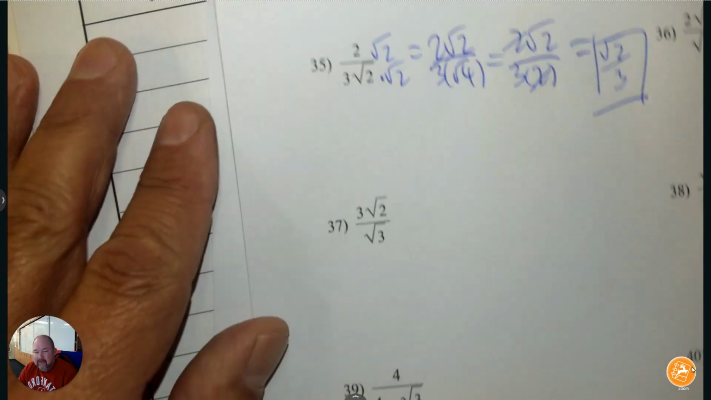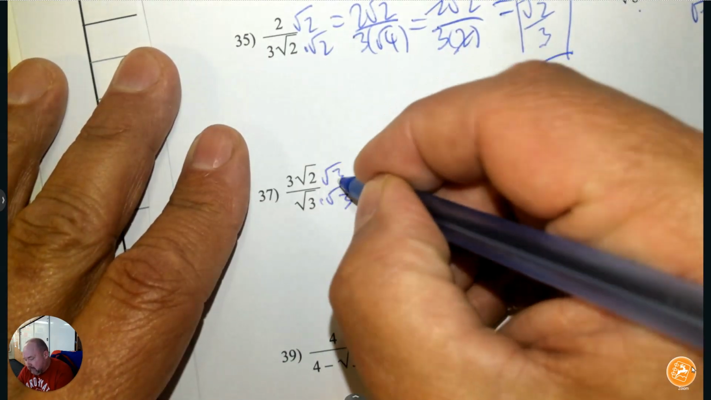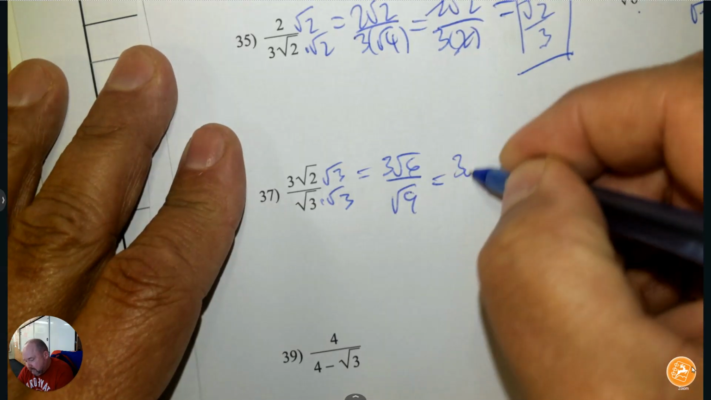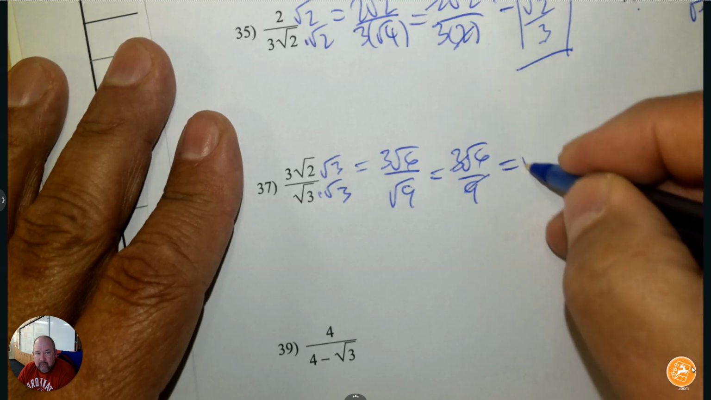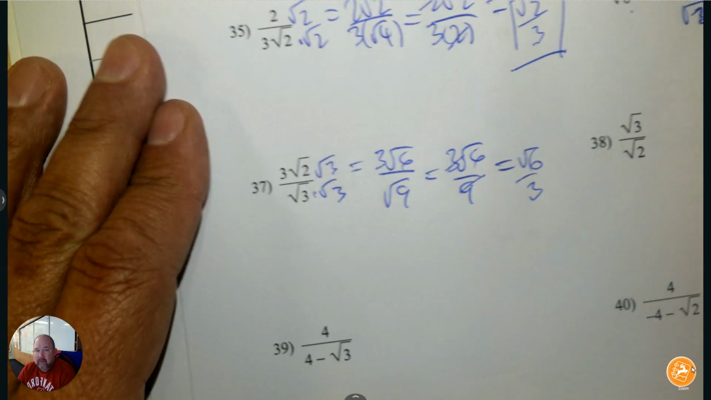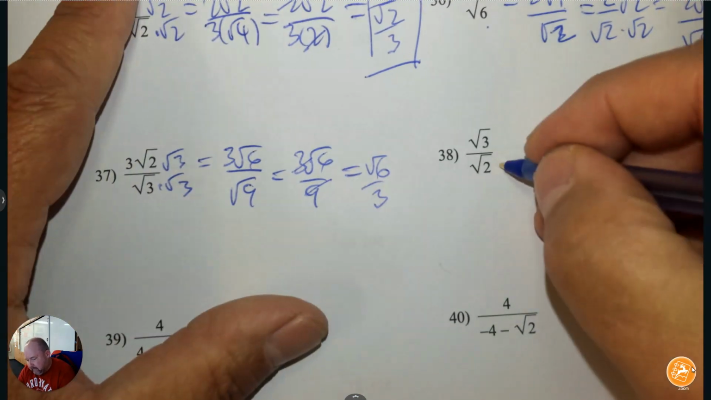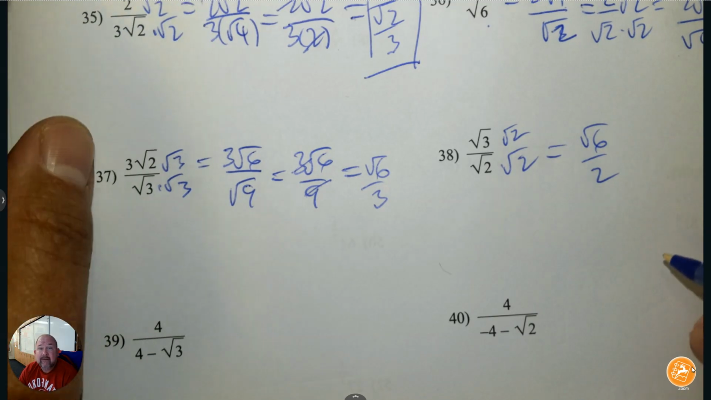All right, let's try this again. Nothing to simplify here, so I'm going to multiply by root 3. And then just recognize that 3 goes into 9 3 times, and you have your answer. Again, press pause and try your best. Multiply by root 2, that's root 6 over 2. Nothing I can do after that.